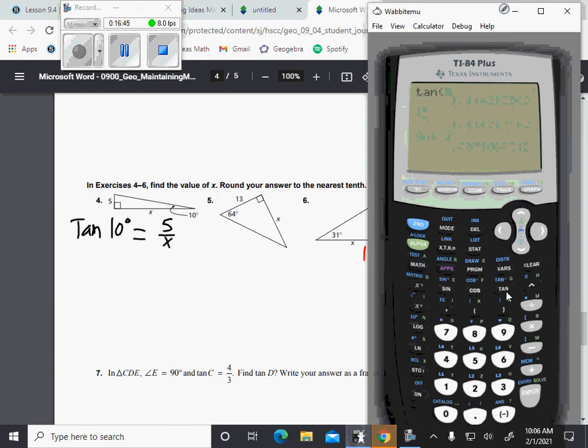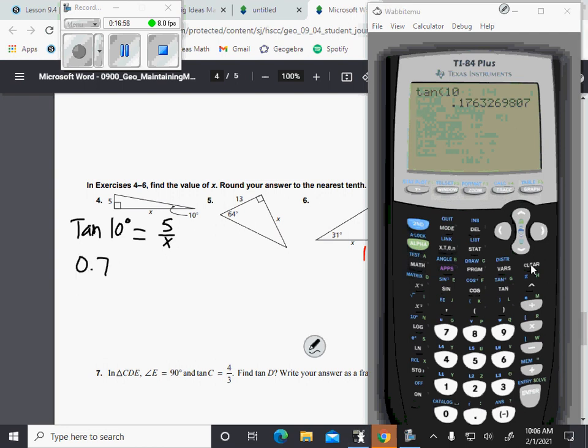Tangent 10 degrees equals 0.1763. Remember, I have to make sure that it's in degrees. It is. Good. So in our equation we have 0.1763 equals 5 over x.